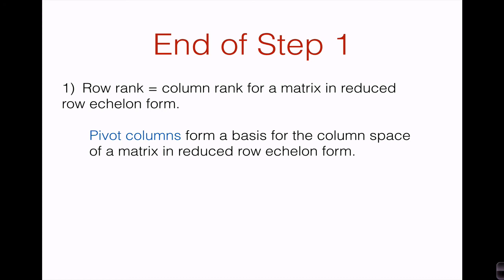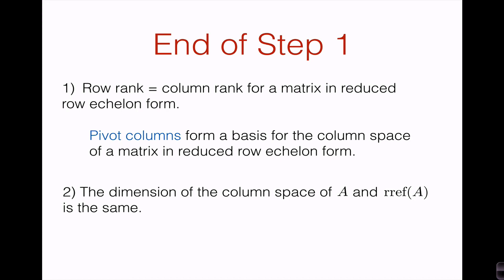This finishes the proof of step 1. We've shown that in the special case of a matrix in reduced row echelon form, the row rank is equal to the column rank. We did that by showing that the pivot columns form a basis for the column space of a matrix in reduced row echelon form. And the number of pivot columns is equal to the number of pivots, which we've already seen is the row rank. In the next video, we're going to show step 2, which will then finish the proof.